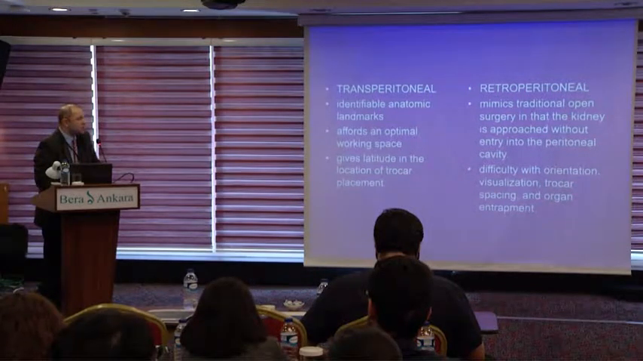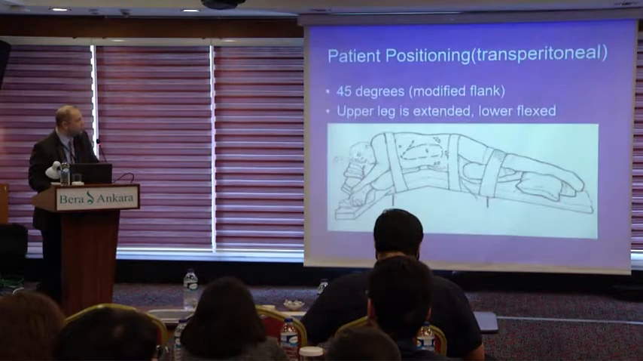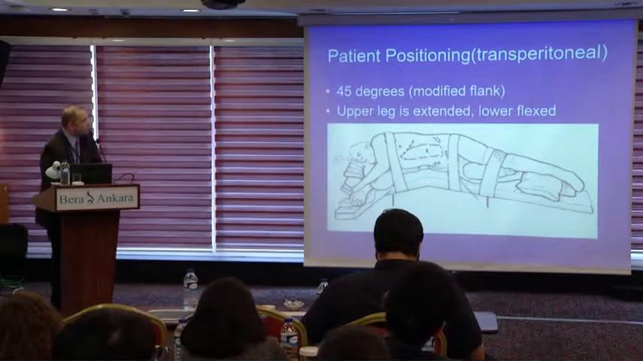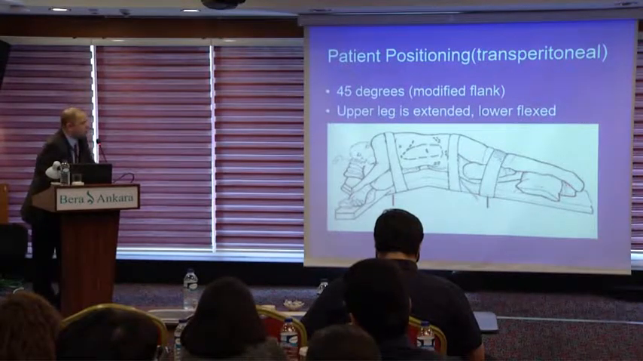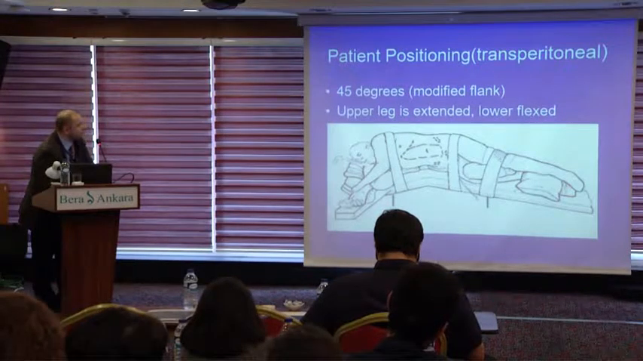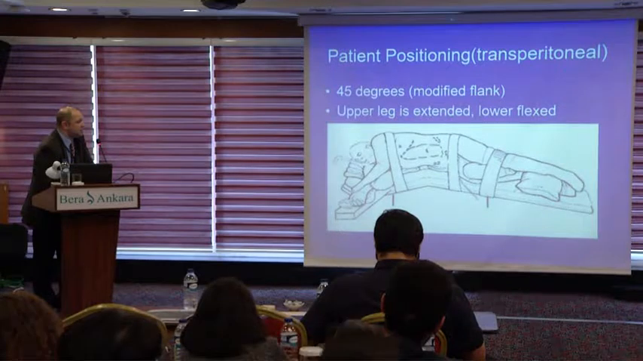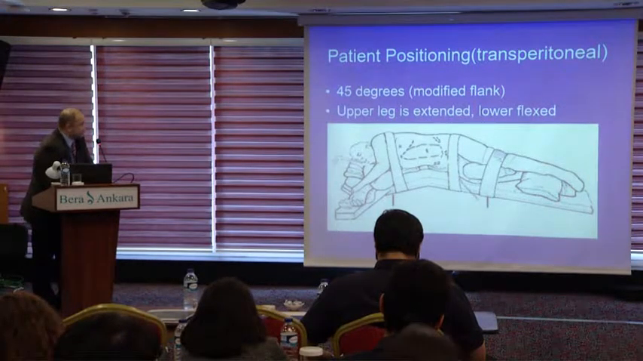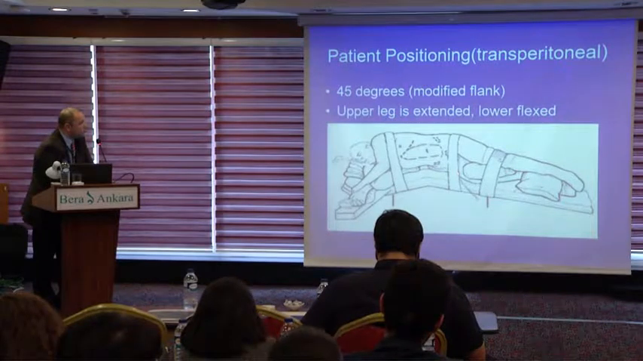But it has difficulty with orientation, visualization, thoracic spacing, and organ entrapment. We mostly perform transperitoneal surgery in our clinic. That's the patient positioning. 35 degrees modified flank positioning is the best position for us. The upper leg is extended, as you see here, and the lower leg is flexed.